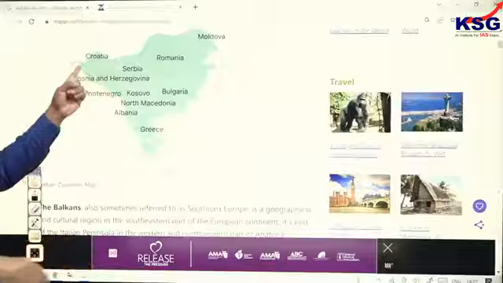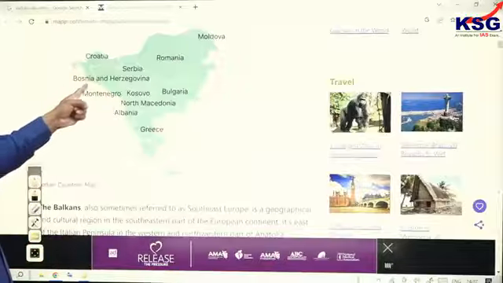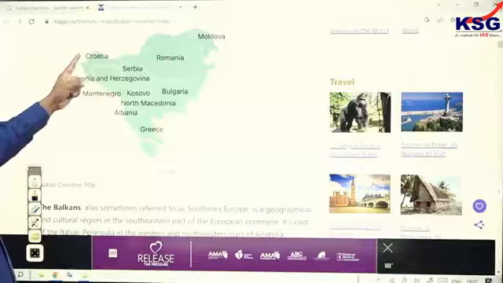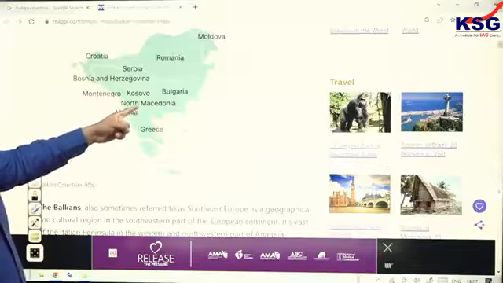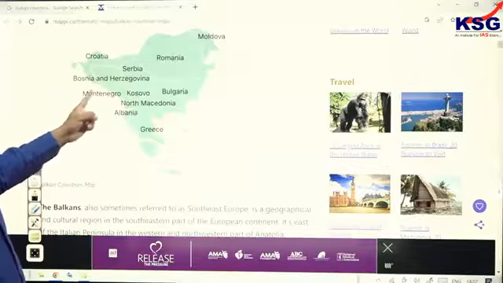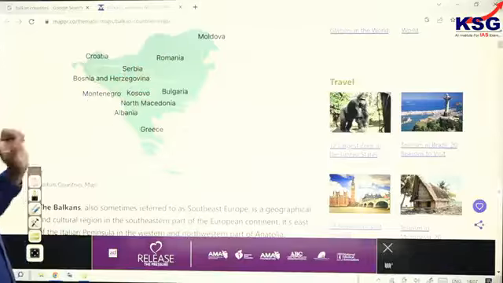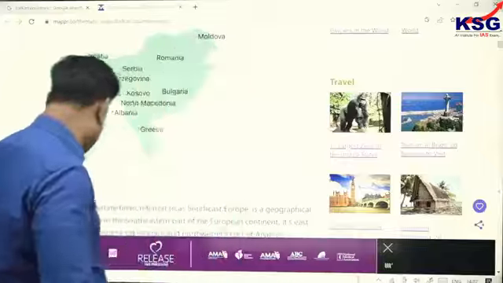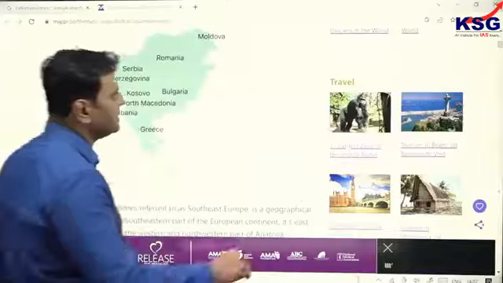See, the region is here. So first of all, Bosnia and Herzegovina is separate, Serbia is separate, Croatia is separate. And at the same time, Macedonia was also added. Macedonia is separate. Then Bulgaria and Romania and Greece are already there. So this whole region is known as the Balkan region, that was largely created after the First World War. So coming back to this region.